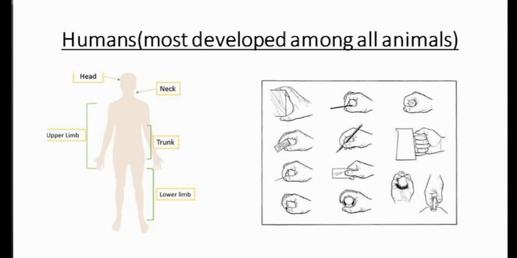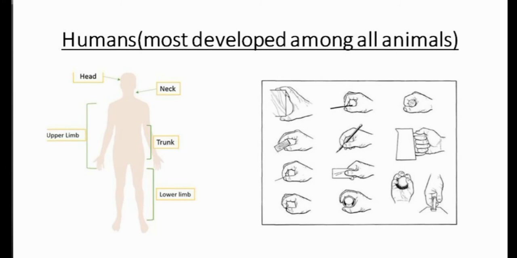Now, humans. Compared to the limbs of animals, the limbs of human beings are highly developed. They use one pair of limbs, the lower limbs, to support their body while walking and standing. This is why, unlike other animals, humans have an erect posture.